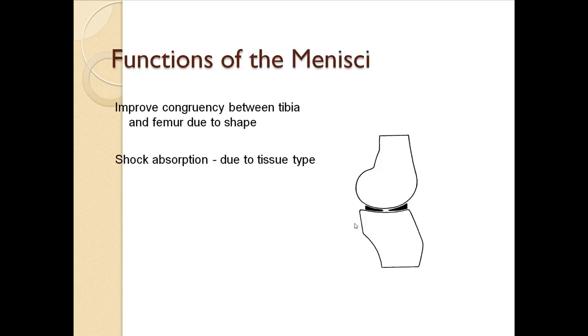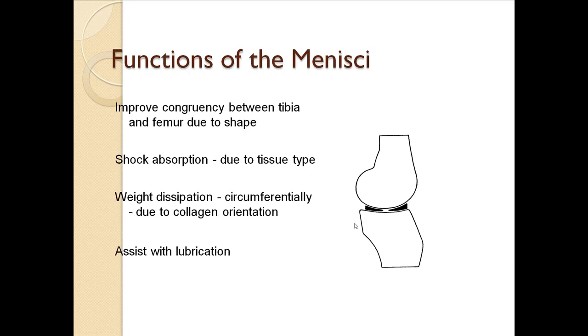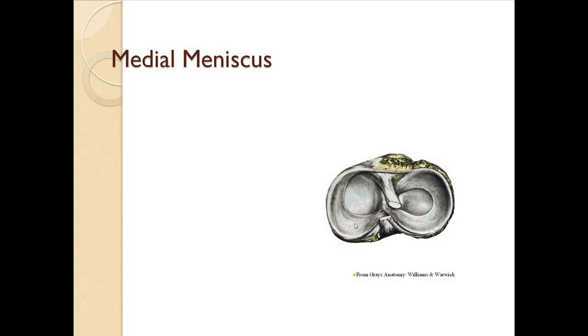The functions of the menisci are simply to improve congruency between the tibia and femur. Because of their wedge shape, they deepen the concavity of the tibial surface. But due to their tissue type as well, they act as shock absorbers, and they are able to dissipate weight circumferentially due to their collagenous orientation. There is some debate as to their role in assisting with lubrication, but some authors believe that they are important for the fluid movement of the knee joint. Certainly, their most important functions are congruency and weight dissipation.